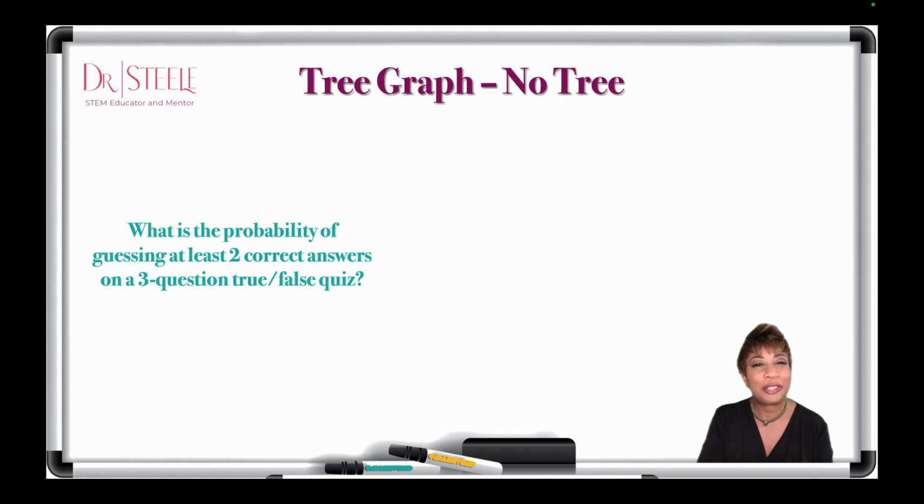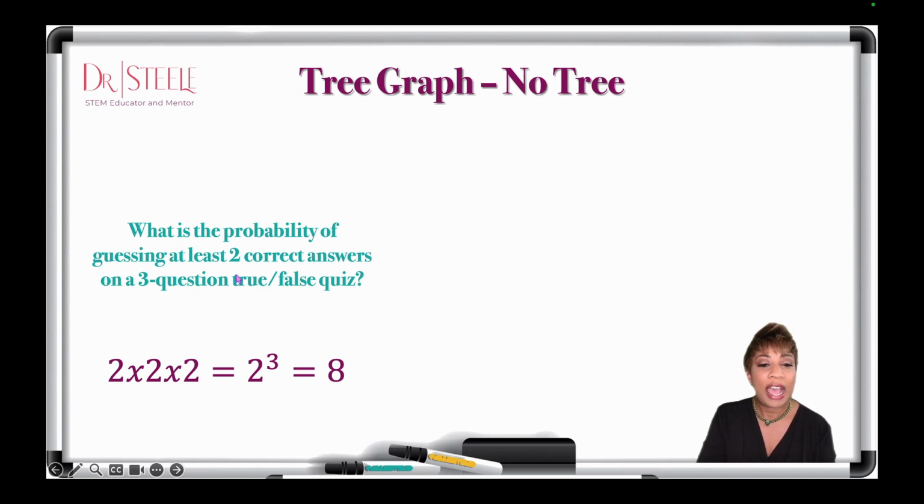So for this question, you could have done it a couple of different ways. Now, don't tell anyone, but I'm going to put you hip to something. It's kind of a secret, but I'm going to tell you because I like you. We're going to do a tree graph with no tree. How, you ask? Let me tell you. What is the probability of guessing at least 2 correct answers on a 3-question true or false quiz? Well, from our previous slide, we know the fundamental counting principle tells me that I can write how many possibilities, multiply them together to see the sample space.